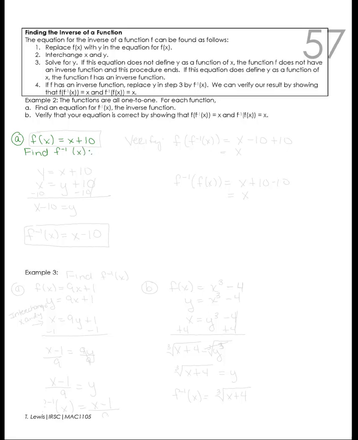Okay, well, what is it telling us to do? It says replace f of x with y in the equation for f of x. So the equation that we have here, f of x is equal to x plus 10. Where we see f of x, we're going to replace that with y. This is how we find the inverse. Once we do that, then we're going to interchange the x and y. Meaning where y is, you're going to put x there. Where x is, we're going to put y there. So interchange.